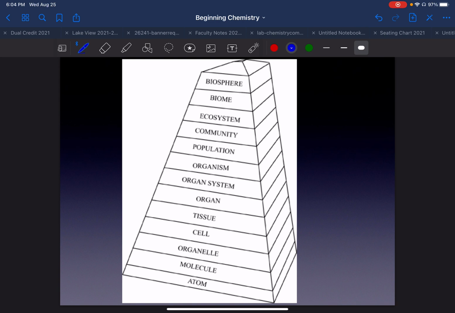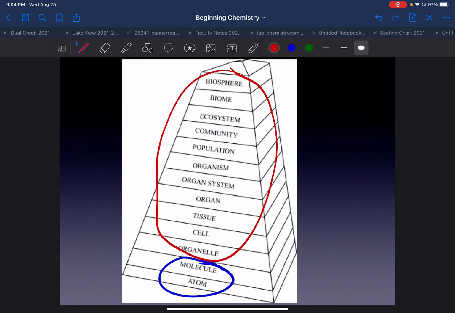This is a reminder that you have levels of organization in science. We're going to be playing down here in this world with molecules and atoms, and in biology, you generally work with everything else here. We're humans. We like to have some kind of organization, or we're just organizing our thoughts.